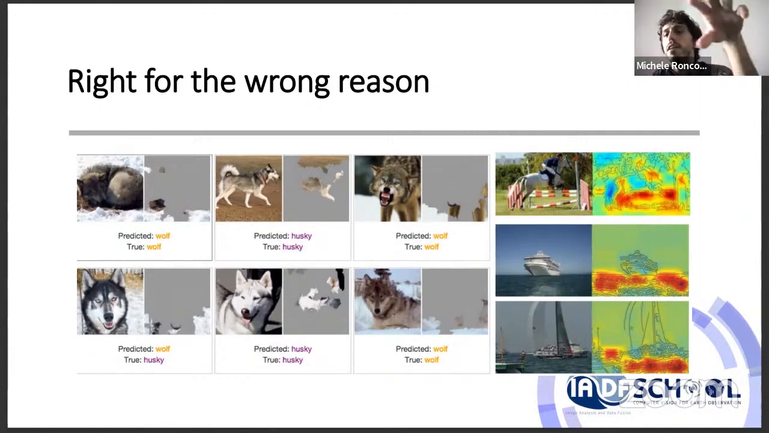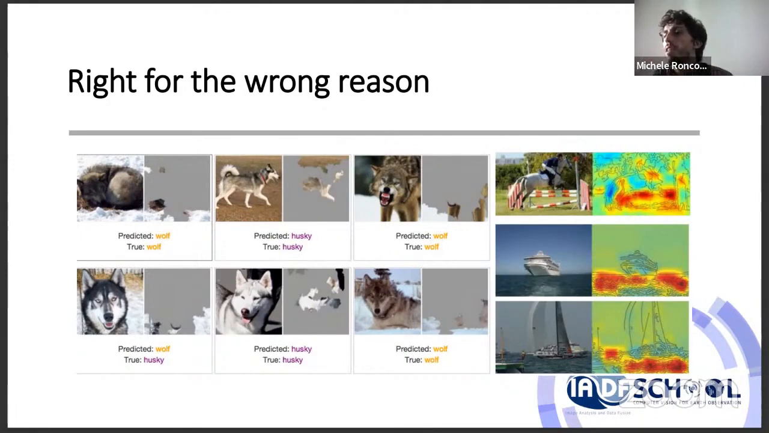Because what we have is, on one side, the input image, and on the other side a map, more or less, of what the model is focusing on. So there are some cases where we have a husky with a snow background, and in that case the model is making the wrong prediction because it's just looking at the snow, and so for the model that's a wolf, just because it has found this kind of correlation in the data. It is using this biased information to make a prediction, and so it can be, in some cases, very easily wrong.